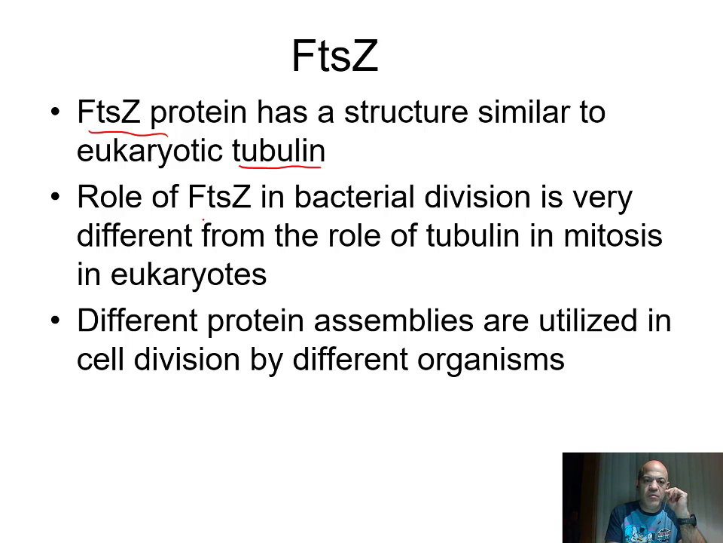However, the role of the FtsZ protein is different than we see the tubulin in eukaryotes. Here, the FtsZ protein is involved in septation, whereas the tubulin plays a role in dividing the chromosomes themselves during mitosis. So the roles during cell division are different. And then remember that tubulin forms part of the cytoskeleton as well.